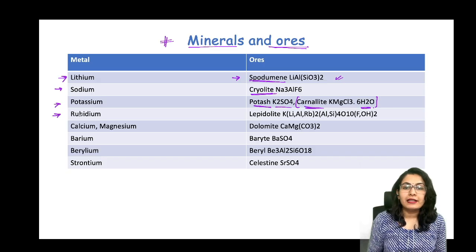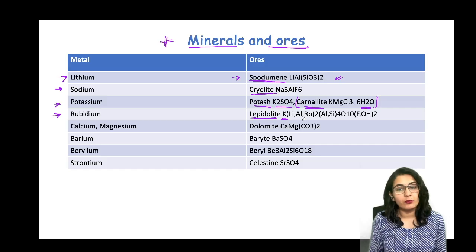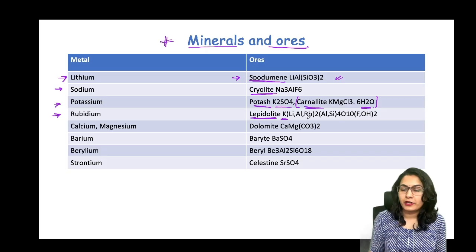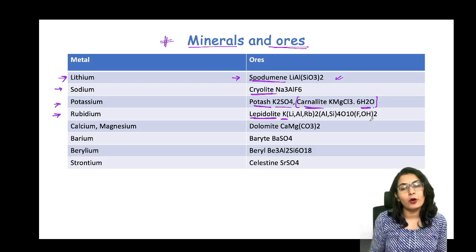For rubidium, lepidolite. You must have heard these names when you were studying metallurgy in class 12 or IIT JEE. So these are the same thing. Now lepidolite has many options, potassium, and along with potassium there is one more metal which is either of these. It can be lithium also, aluminium, rubidium, any of these. Then we have aluminium silicate present like this and fluorine or OH present as an anion. So the structure is a little bit complex, but yeah, because it has a lot of choices.